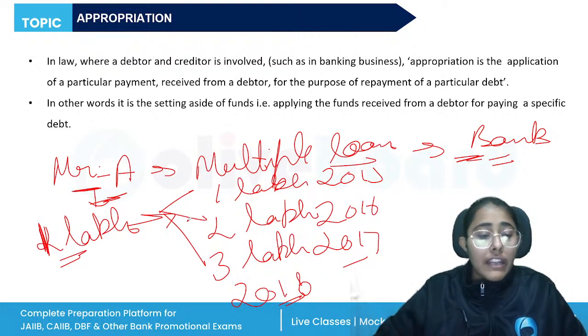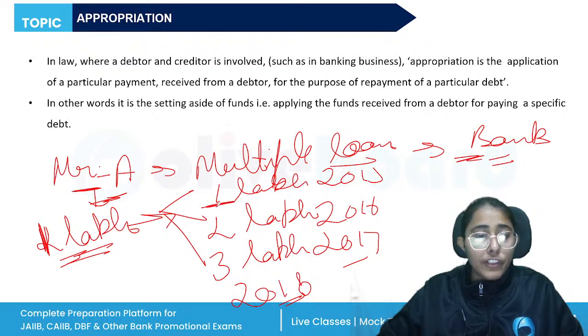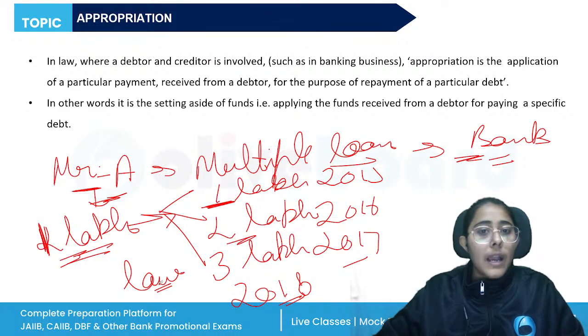All right. So if the borrower states that this amount should be used to make the payment of the first loan, it is the appropriation made by the borrower. If they're not making any intimation about this, then the creditor can, on their own discretion, make the appropriation accordingly. And if neither the creditor nor the borrower makes the intimation, then it will be by law, and proportionately the loans will be appropriated.